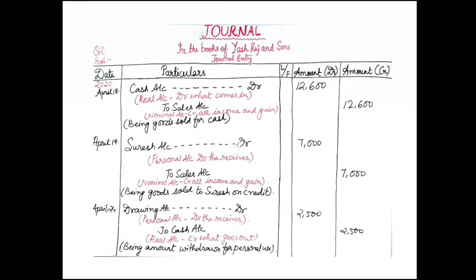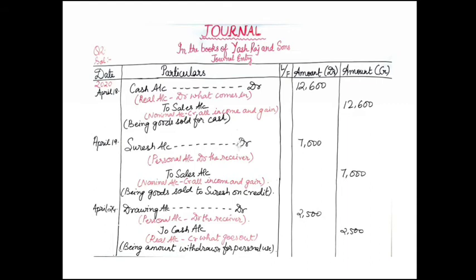Third, cash account debit to Mahesh account, that is real account debit what comes in and personal account credit the giver. Next, cash account debit to sales account 12,600, that is real account debit what comes in, nominal account credit all expenses and gain. Next, Suresh account debit to sales account, that is 7,000, personal account debit the receiver, nominal account credit all income and gain. Next, drawing account debit to cash account.